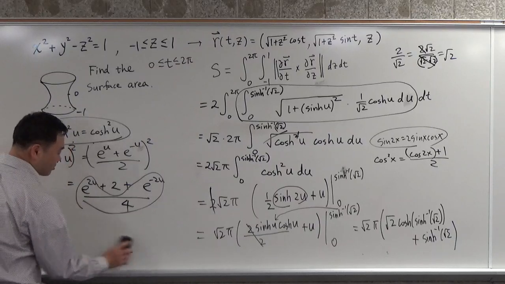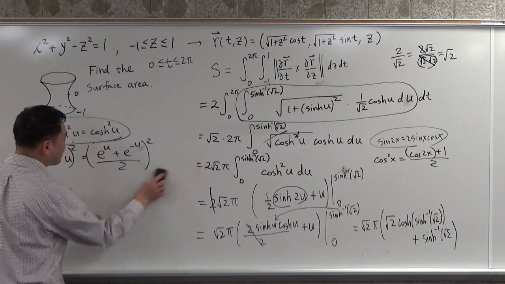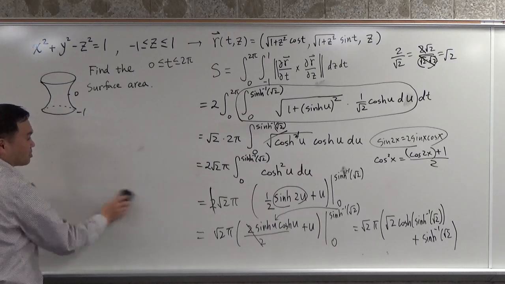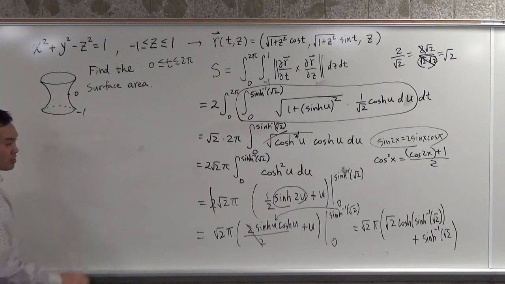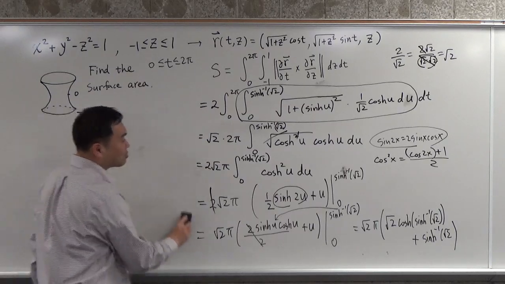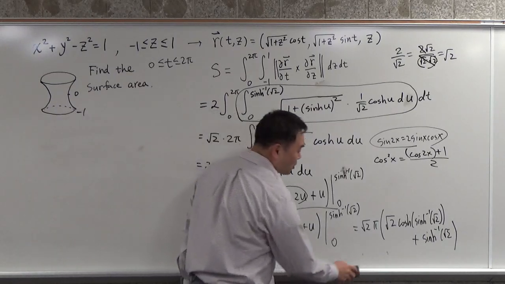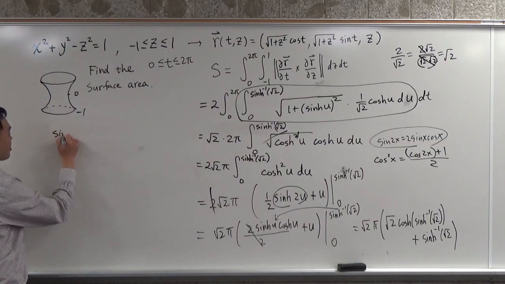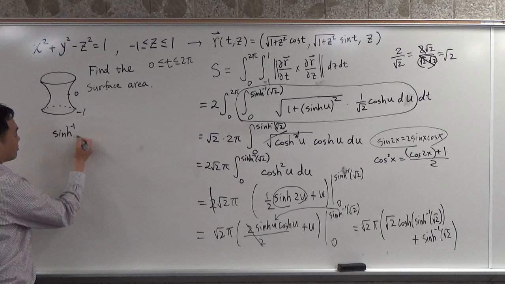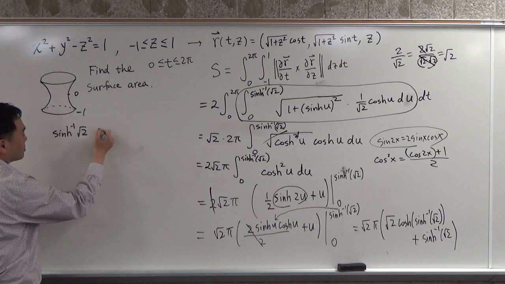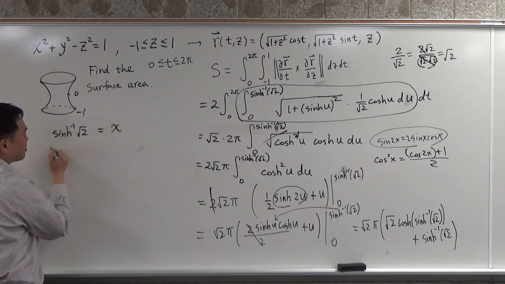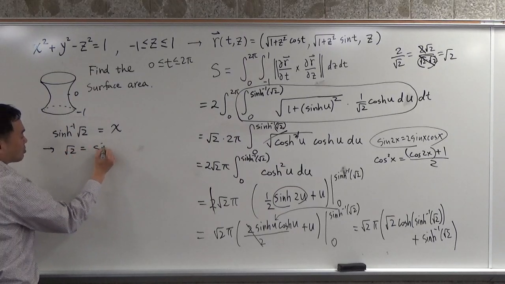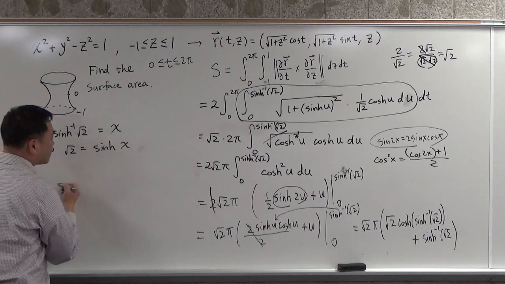And I think that's a good answer, but some people might want to simplify it even further. So if you're a purist and you think the answer should be as simple as possible, there's a way to do this. So let's think about what this is. Sinh inverse of square root of 2. Let's call this x. That means square root of 2 would be sinh of x.